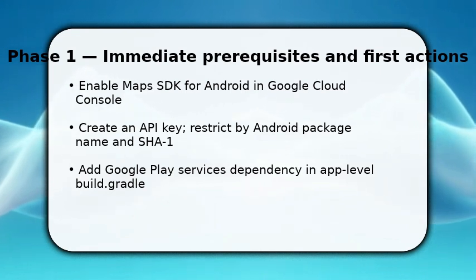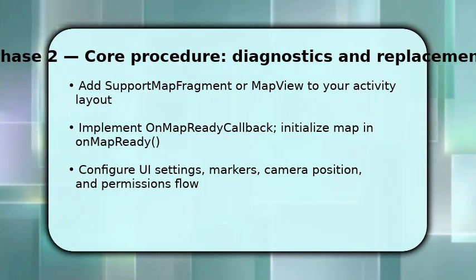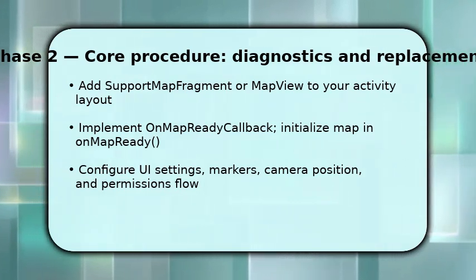You now place a support map fragment or map view in your layout and implement the onMapReady callback in your activity or fragment. This ensures you get a ready map object.